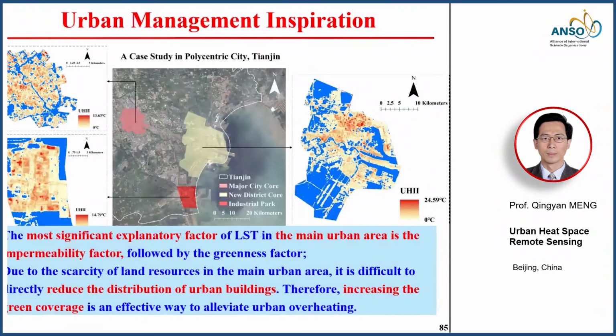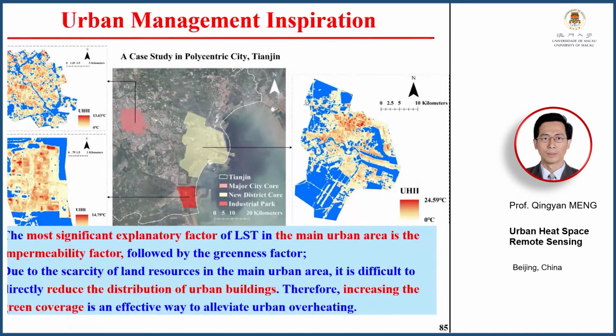And the most significant planetary factor of the land surface temperature in the main urban area is the impervious surface factor, followed by the greenness factors.